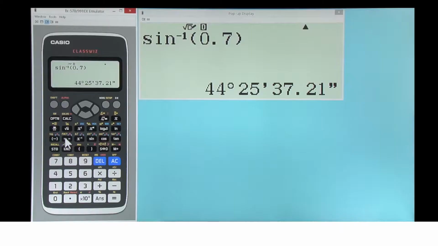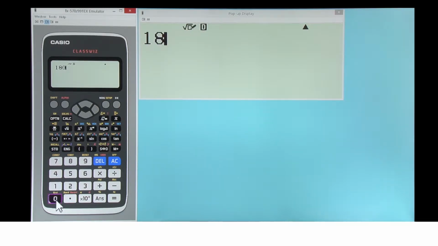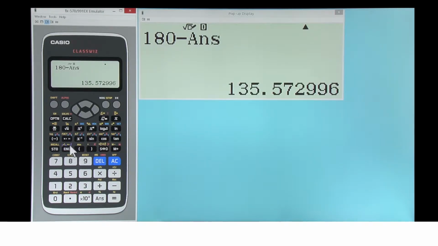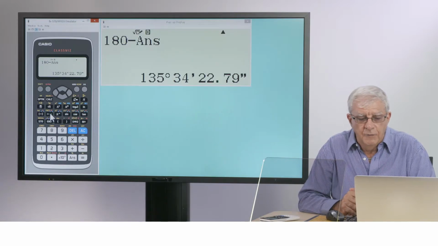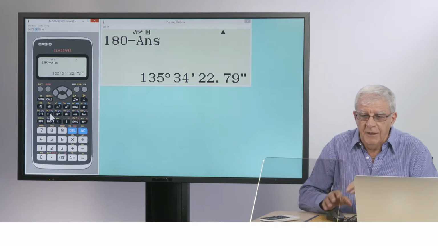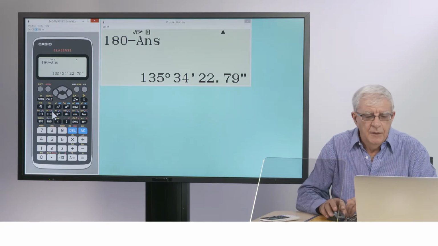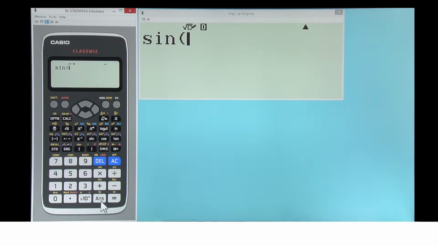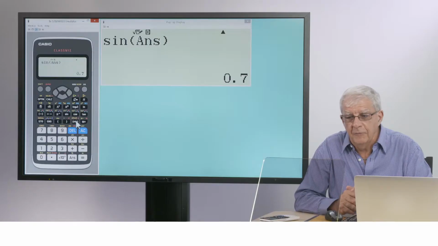If you wanted the supplementary angle, we would have to subtract this angle from 180 degrees. And to do that, we could say 180 degrees subtract the previous answer. That's the previous answer we just got. Use the key down here for answer, and we can see there's another angle here, and we'll put it in degrees and minutes and seconds, which also has a sine of 0.7. And we could check that that's in fact the case to reassure ourselves by finding the sine of that angle. And indeed, we see that it's 7/10 or 0.7.